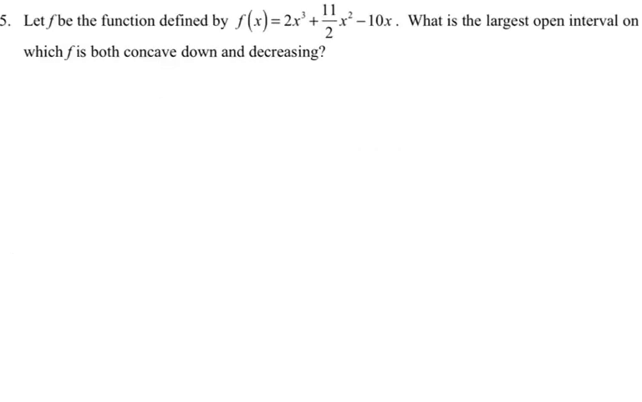Next. Okay. Let f be the function defined by f of x equals 2x cubed plus 11 halves x squared minus 10x. What is the largest open interval on which f is both concave down and decreasing? So this is a good problem. This is kind of like a starter question when you're first learning to take derivatives.